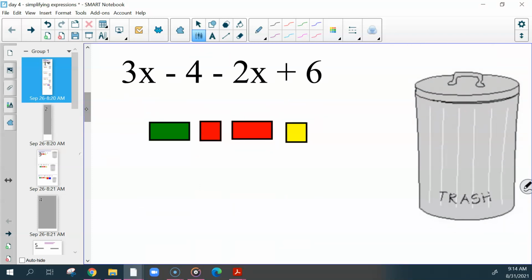The next one: 3x minus 4 minus 2x plus 6. Take a second and model those. As we get through some of these, you may not have enough pieces, so you can share with each other. And you may still be finishing, that's all right. How would we model this?